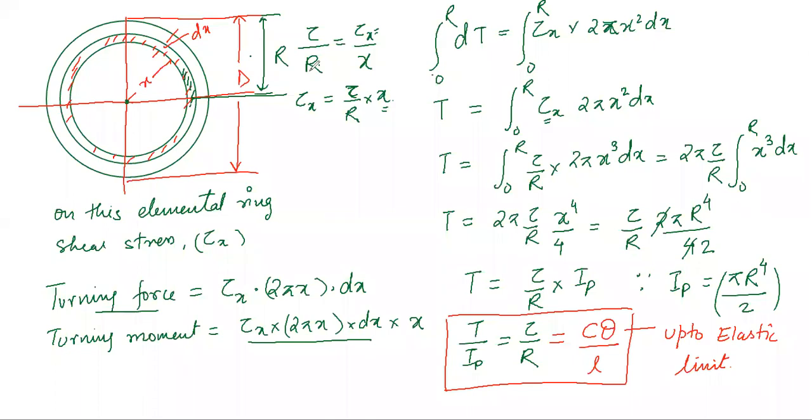Just as we have seen in the bending case, here you can see that IP and R both are constant values, right? If you want to write it in that particular fashion, this torque can be written as tau into IP by R, if we consider T by IP equal to tau by R. IP is a constant value, R is a constant value, and this term, the ratio of IP upon R, is also known as the polar modulus of the section.